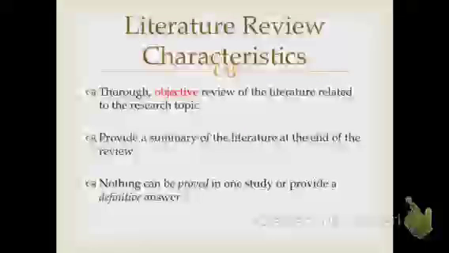So characteristics of a literature review include an objective review of the literature related to the topic. It provides a summary of literature at the end of the review. When you're looking for this lit review in your report, it will be under the background section or lit review. It's not always titled literature review, but it's pretty obvious because there are several references within it, in those first few paragraphs, and it comes at the beginning of the research article.